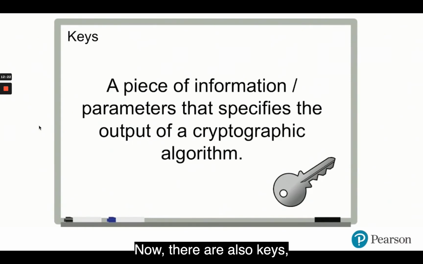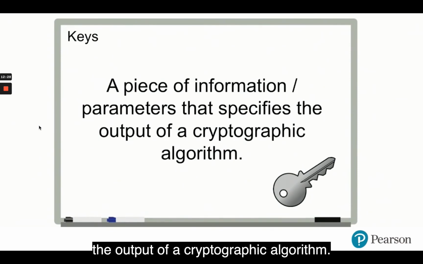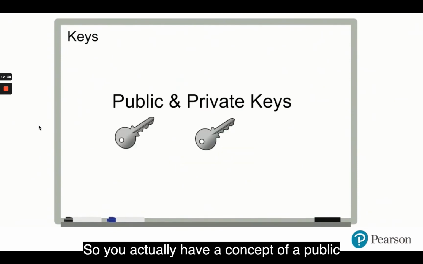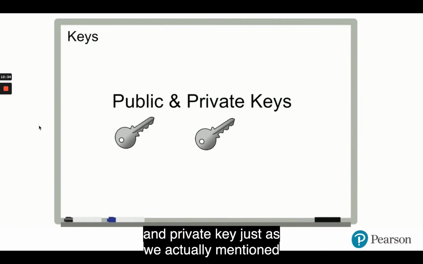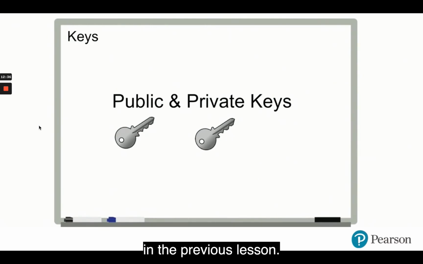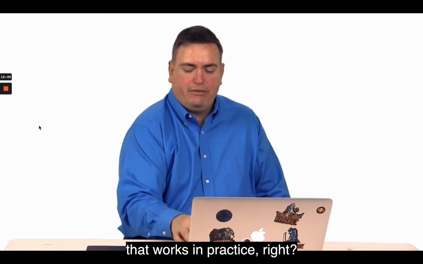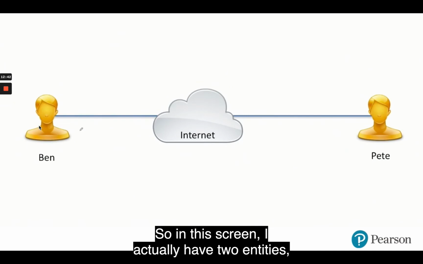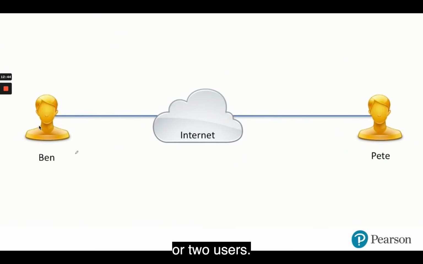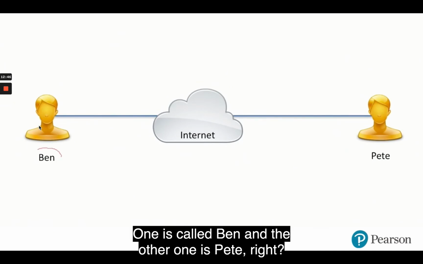Now, there are also keys. And a key is a piece of information or parameter that specifies the output of a cryptographic algorithm. So you have a concept of a public and private key, just as we mentioned in the previous lesson. However, let's go over how that works in practice, right? So in this screen, I have two entities or two users. One is called Ben, and the other one is Pete, right?